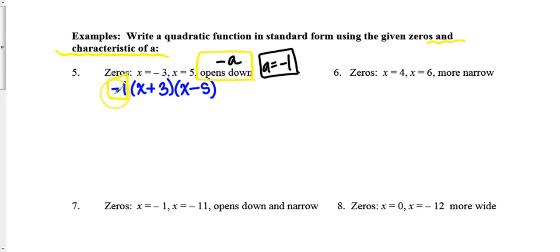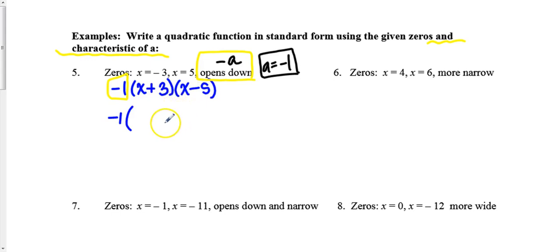To do the algebra, we're going to let negative 1 hang out front. We're kind of putting it on the back burner. It's still going to be there, but we're going to deal with it last. So for right now, negative 1 is out front, and please work on distributing and combining like terms for x plus 3 times x minus 5.